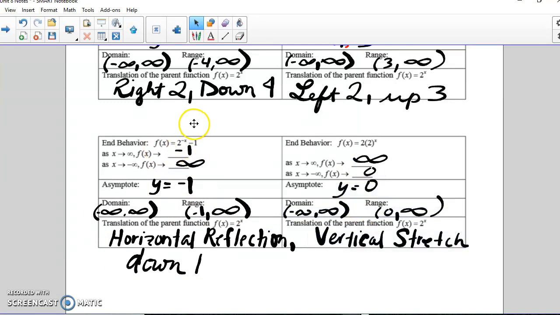So 2 to the negative x, what that did was make a horizontal reflection, and the minus 1 brought it down 1. It's a horizontal reflection because that negative is on the x, and the x-axis is a horizontal line. Here, though, our 2 changed our y value, changed our outcome of the f of x. So that's why it's a vertical stretch, because it's related to the y.